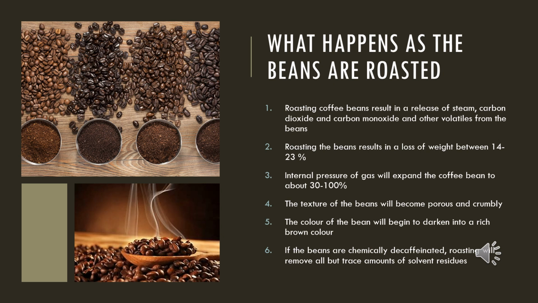As the release of these steams occur, there is a decrease in overall weight in the bean. The bean can lose anywhere from 14 to 23% in weight. Although they are losing weight during the roasting process, the internal gas pressure is expanding the coffee bean up to 30%. During the roasting process, the beans begin to darken into a rich brown color and into a porous texture.